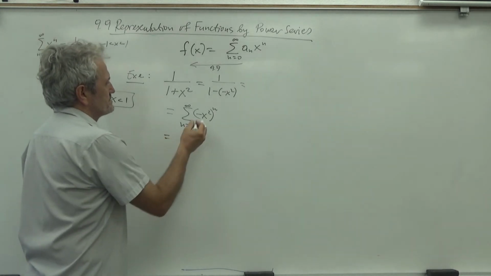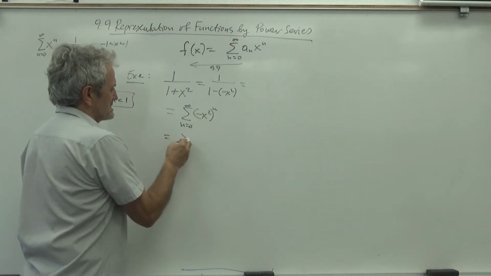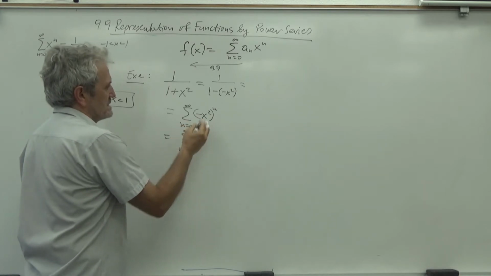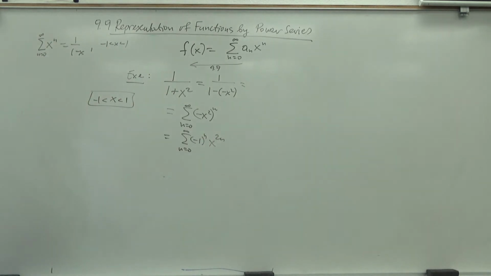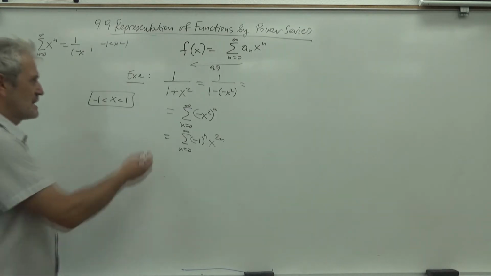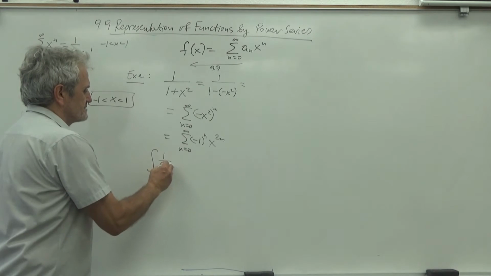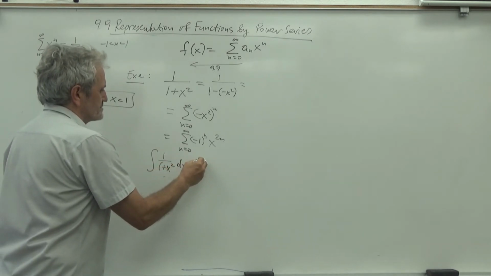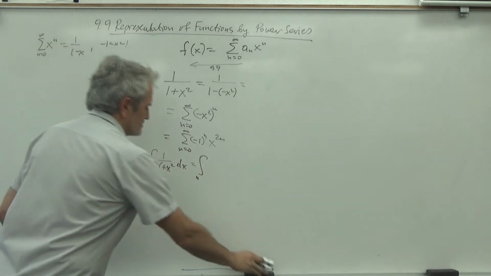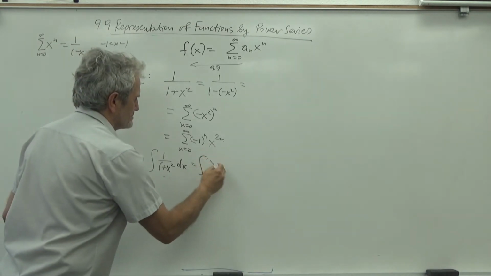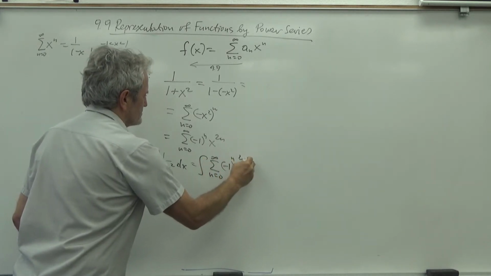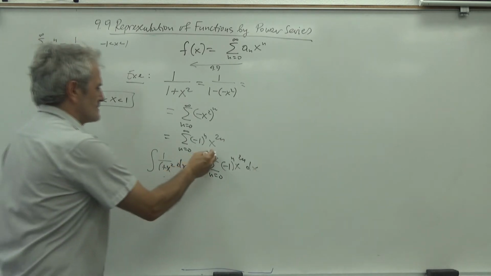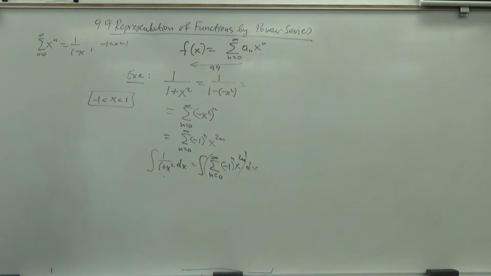All right, so what do we do here? We will get that this is sum n goes 0 to infinity, negative 1 to the n, x to the 2n. But now what we'll do, we will integrate both sides. And when we integrate, here's what happens. We're integrating the sum. So what would that give us?